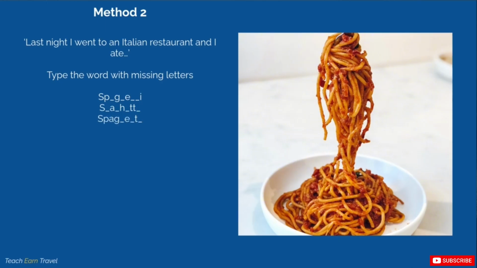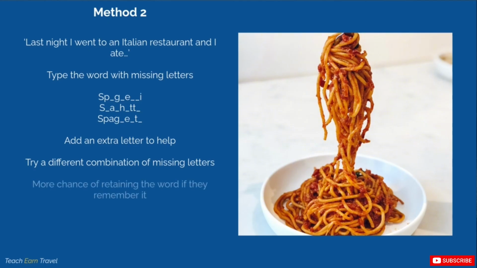If they can't get it from these clues, from these prompts, maybe you can add an extra letter to help them. And as I did in this example, you can try different combinations of missing letters. Maybe it will be easier for them to recognize it with the SP and then a missing letter instead of the S and then a missing letter before the A. And just like before, if you do it this way and they produce the word, if you elicit the word successfully, there is far more chance that they will retain this word in the future.